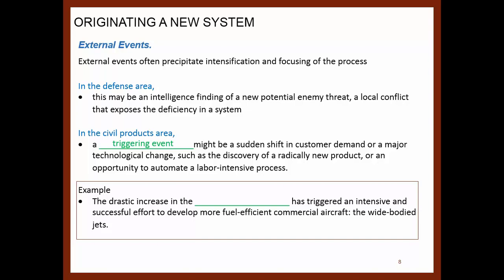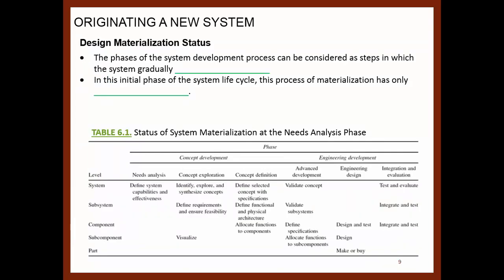It is the same belt, but it has different changes. So the rotation can change to move the items to the different areas of the facility. So that's a change in technology that can save a lot of money in terms of labor, and you can use those resources in other places. So another example: the drastic increase in the price of petroleum has triggered an intensive and successful effort to develop more fuel-efficient commercial aircraft, like the wide-bodied jets.